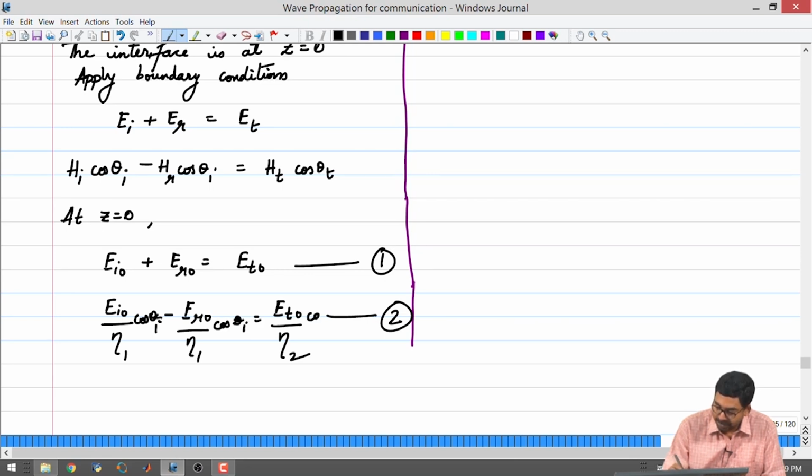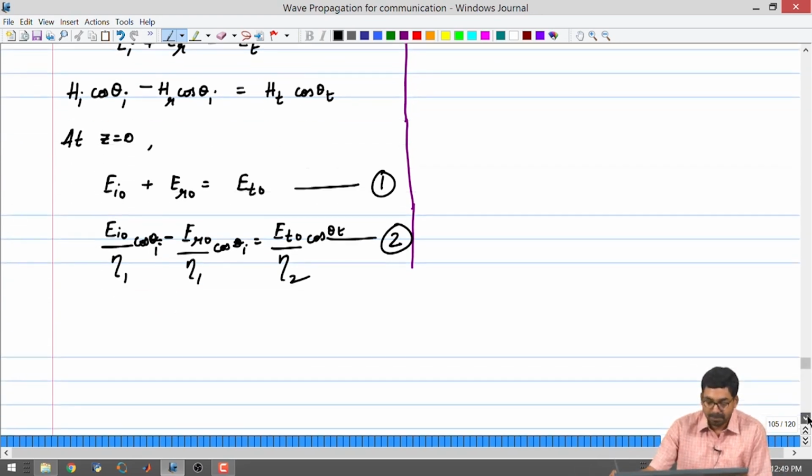So, this will be cos theta t on the right side. Again, theta I is given, and theta t is something that you can calculate from Snell's law, because you have been given epsilon 1, epsilon 2, mu 1 and mu 2. Then you can calculate n1 sin theta I is equal to n2 sin theta t, and you should be able to calculate theta t. These are known quantities. We wish to find out what ER naught by EI naught and ET naught by EI naught are.